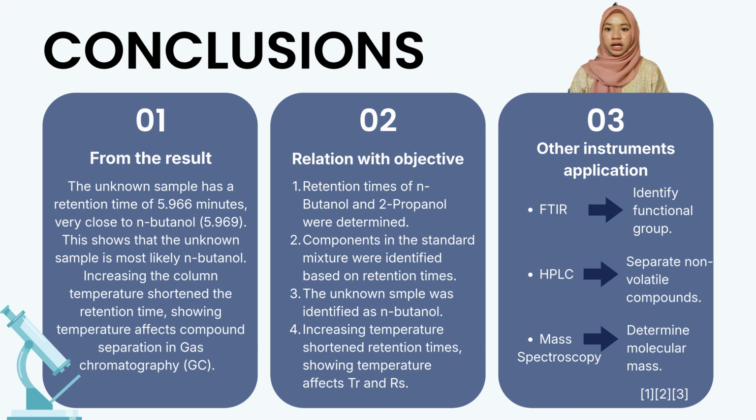In addition, other analytical instruments can be used to support compound identification. For example, Fourier transform infrared spectroscopy, which is FTIR, can be used to identify functional groups present in the sample. High-performance liquid chromatography, which is HPLC, can be used for the separation of non-volatile compounds. And lastly, mass spectrometry can be used to determine the molecular mass and structure of the compound, providing more accurate identification.